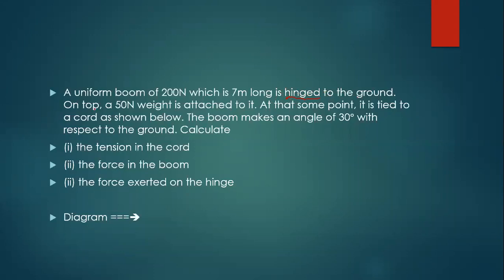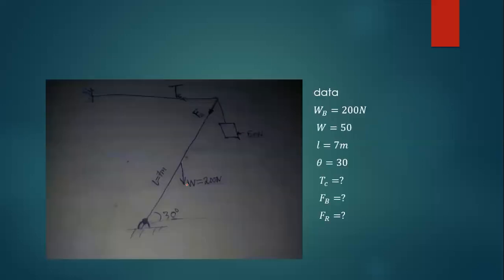All right. But on top, on the other side, as you see on the diagram, a 50 Newton weight is attached to it. At the same point, it is tied to a cord, as shown below. We'll show it in the diagram. So the boom makes an angle of 30 degrees with respect to the ground. Calculate the whatnots. I hope you're able to see.